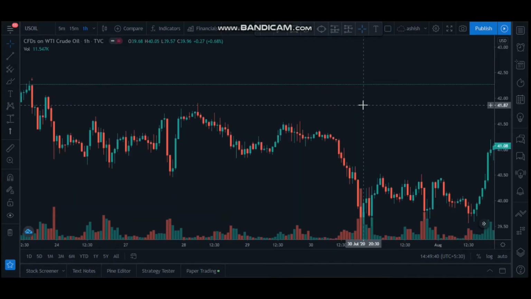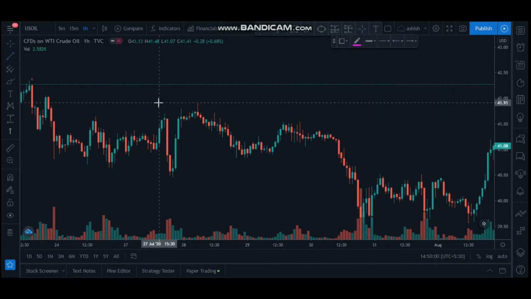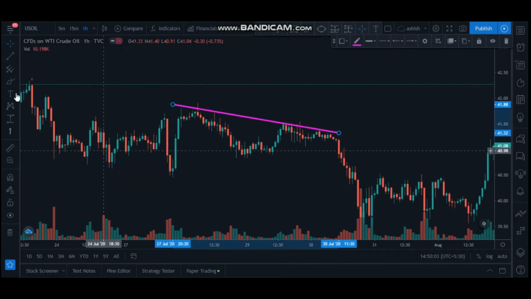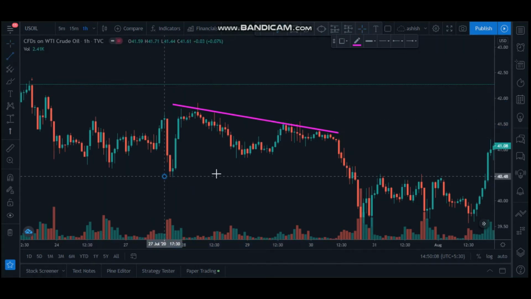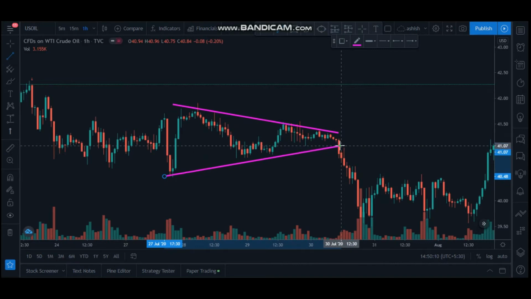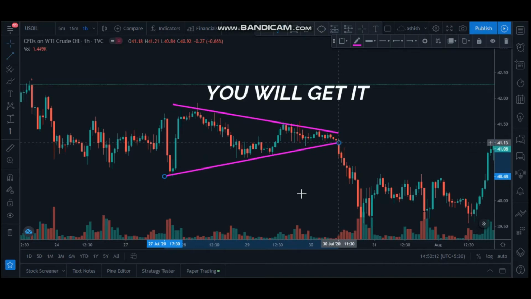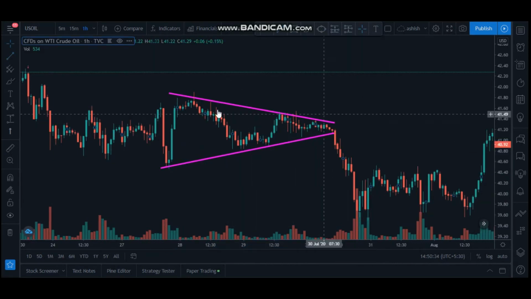Now let's take a live example of an asymmetrical triangle. This is the 1 hour time frame of crude oil. So we'll just draw a pattern here. I may find this pattern very easy because I've been trading on this pattern for many months. You have to just practice it, back test it, and you will also get it the same way I am getting it. Now our trend line is placed perfectly on the highs and here on the lows.